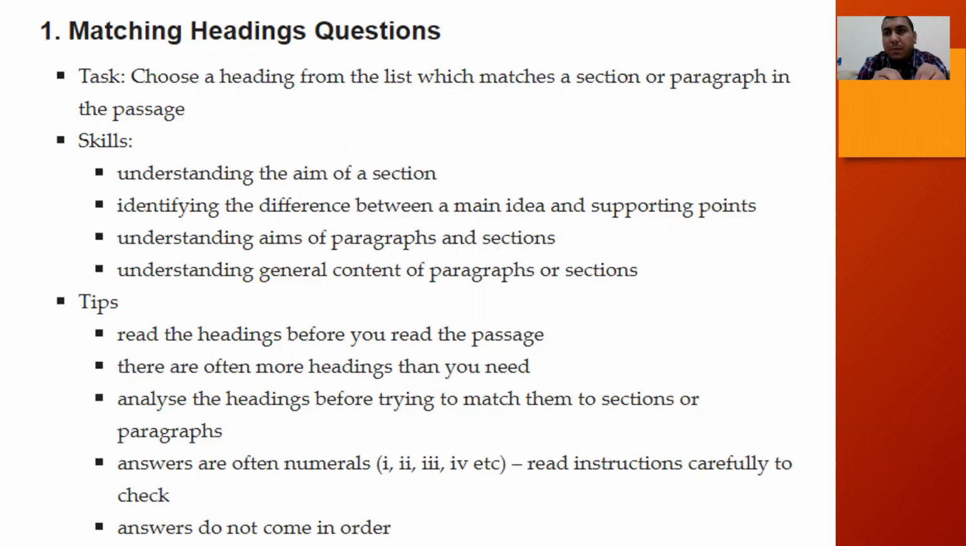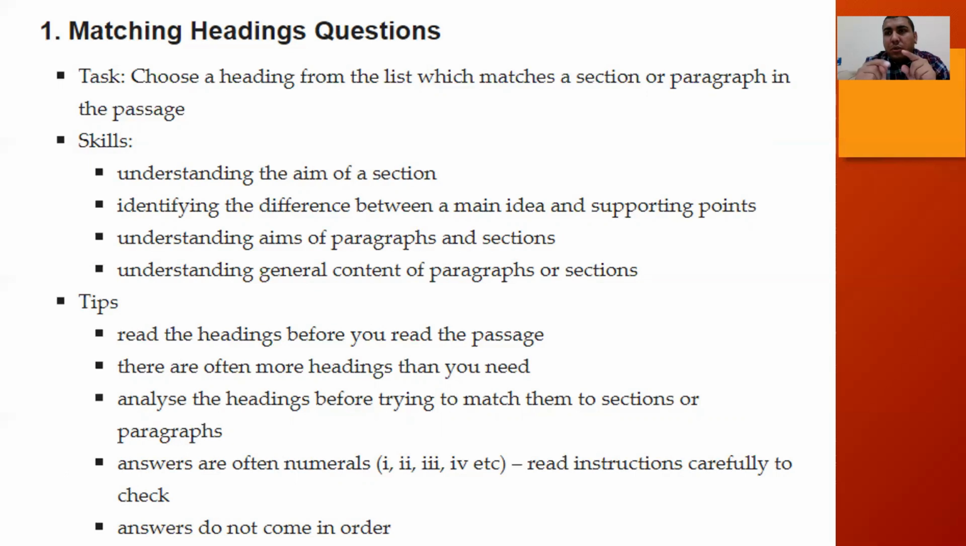Here I'll give you some tips that will help you do this question well in the exam. First one is to read the headings before you read the passage. Number 2, there are often more headings than you need. So maybe you'll find 8 headings and you have only 6 paragraphs. So you have to be careful of this. Number 3, analyze the headings before trying to match them to the section. Analyze them, try to paraphrase them in your mind before reading the paragraphs.